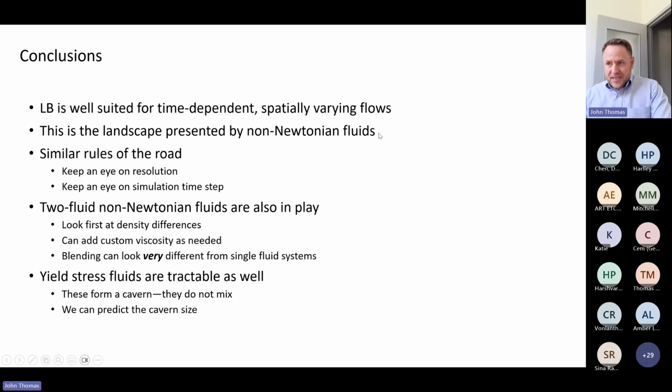The rules of the road are very similar. Keep an eye on resolution and keep an eye on time step. The resolution informs how much of the turbulent spectrum we're seeing explicitly. The resolution informs how fine we're seeing this viscosity field. The resolution informs what fraction of the turbulent structure is going to form the viscosity.